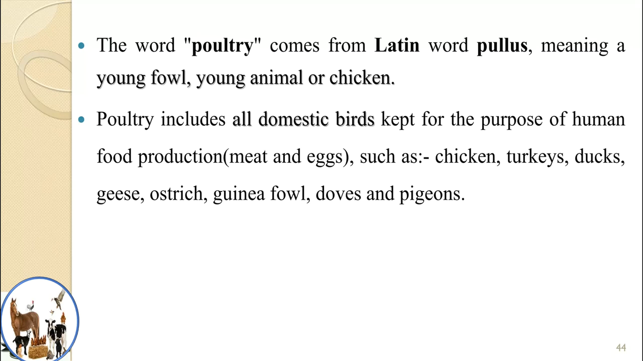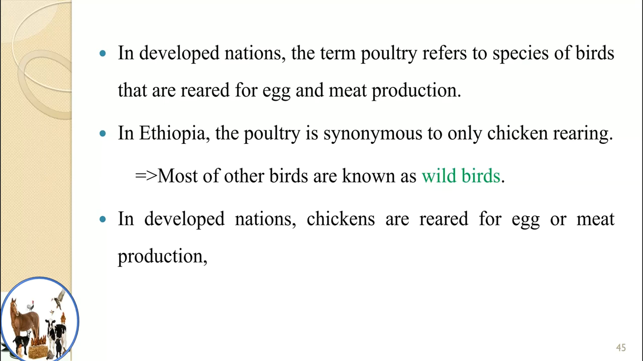Both are exploited by human beings, especially the chicken, then turkeys, ducks, geese, ostrich, guinea fowl, doves, pigeons, and many more birds used as human food. A few other birds are wild birds not supposed to be consumed as human food. In developed nations, the term poultry refers to species of birds that are reared for egg and meat production only.